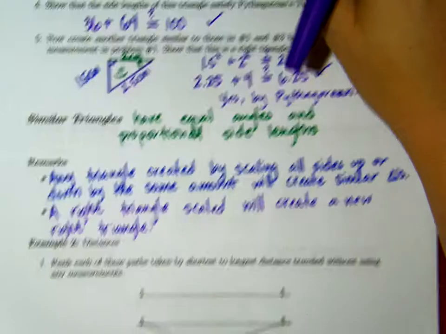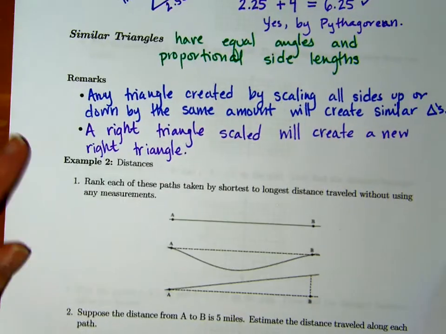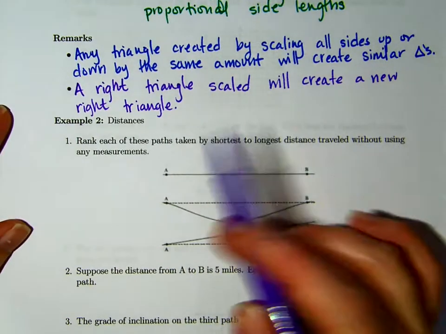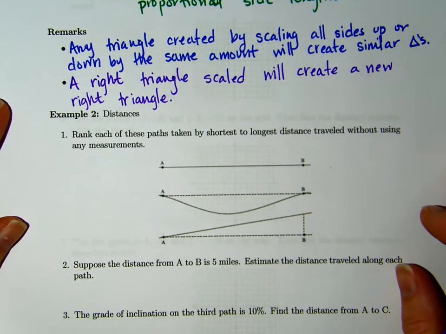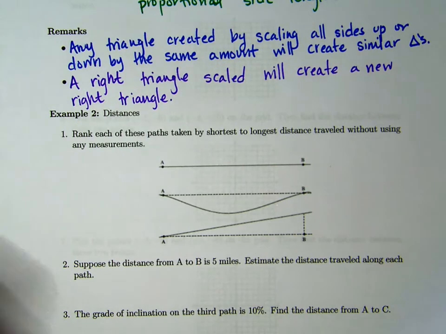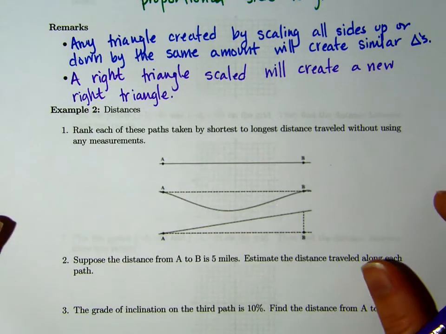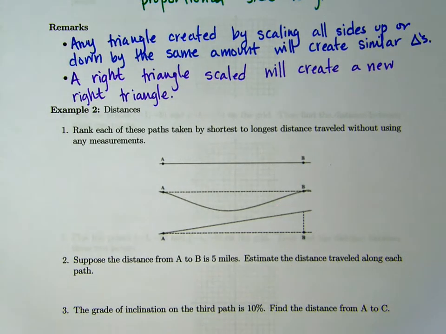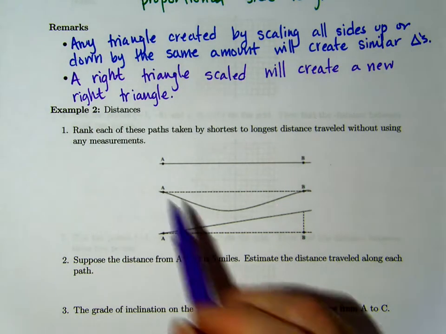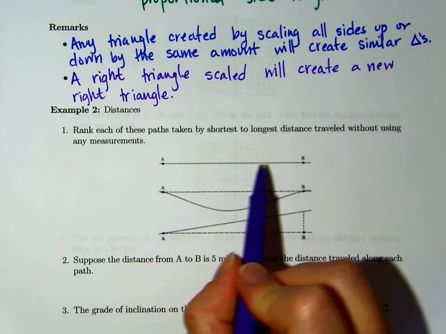Okay, let's take a peek at example 2 here. Distances. So this comes from your textbook. Rank each of the following paths by shortest to longest distance traveled without using any measurements. Oh my. Okay, right. Here we go. So I look at A to B.